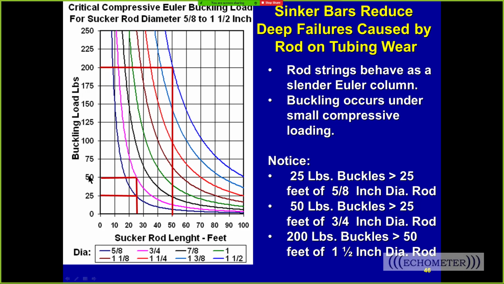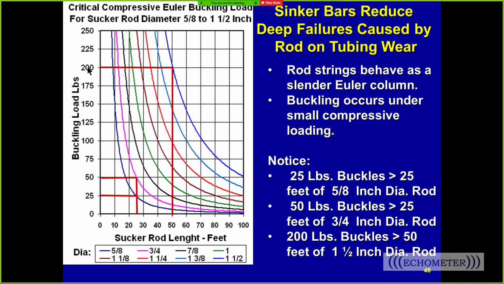Why, if the little piece of paraffin or asphaltene between the plunger and the barrel creates a 50-pound compression force, it'll probably buckle your sucker rods. Well, let's run weight bars down there, sinker bars. They're thicker, bigger in diameter, and it takes a 50-foot or longer string, 200 pounds of compression force to cause the sinker bars to buckle.